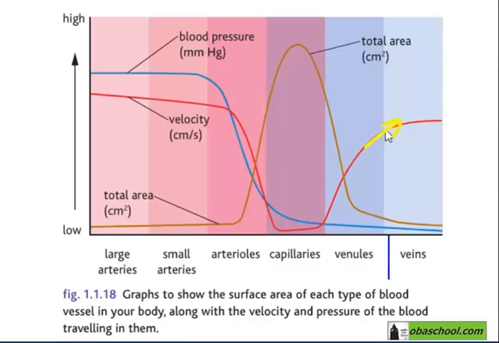However, what's weird is that as we go into venules and veins, the velocity is increasing. And this is because of the adaptations of the veins and the venules, like having valves and being situated between muscles.